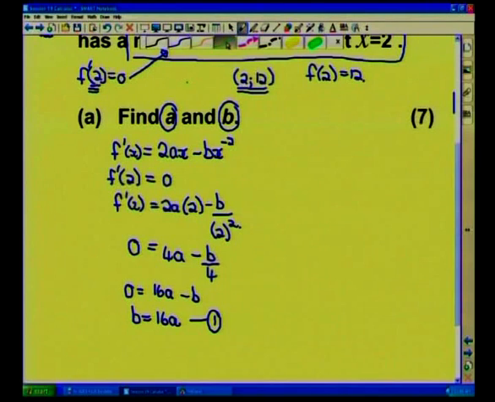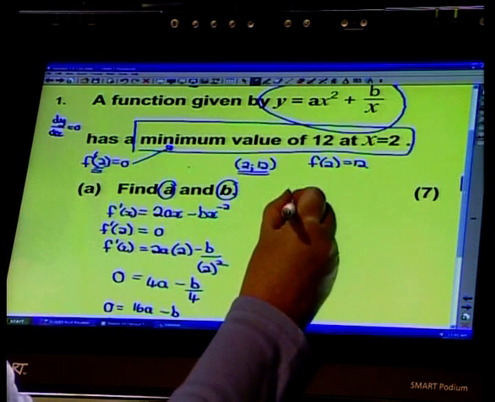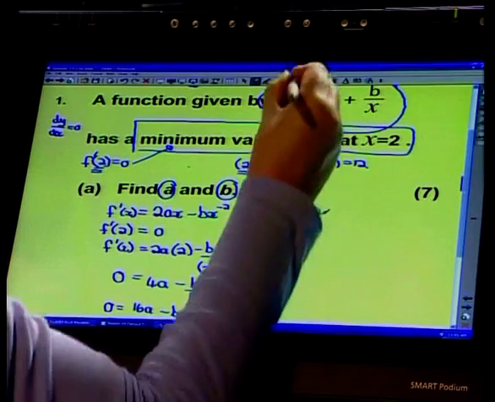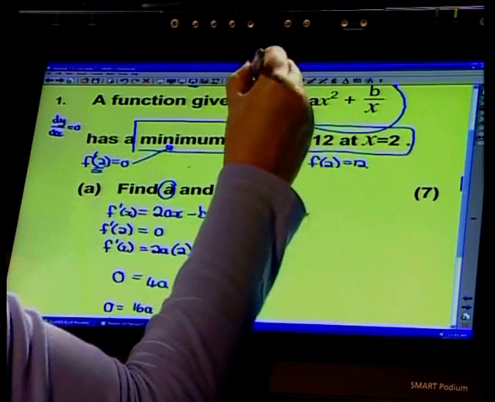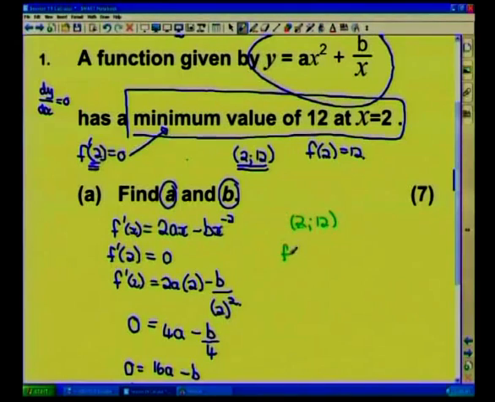And we now need to go and find equation number 2, because if you've got two unknowns, you must have two equations to work with in order to solve it. So there's your equation 1. Let's have a look how we're going to get equation 2. Now, what else did we know? We knew that we had the coordinate 2, 12. And f of x is equal to ax squared plus b over x. So the y value is 12 when x is 2. So we're going to plug it in, and we get that.